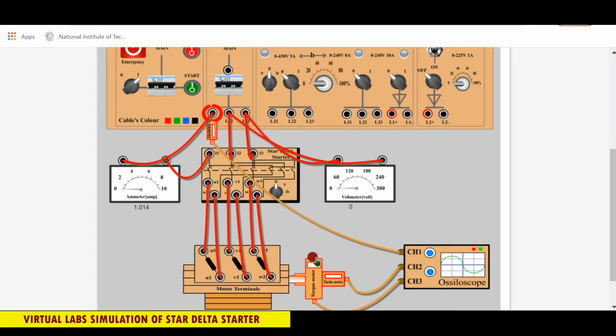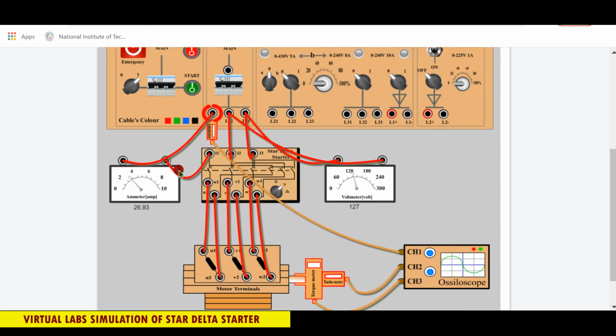Again move to the 0 position, and then we will move to the connection. Now please concentrate on the ammeter's reading. I am turning this switch, and see the starting current: 75, now it is reducing, 66, 64, 33, and now it becomes 26.94. So that was the starting current.